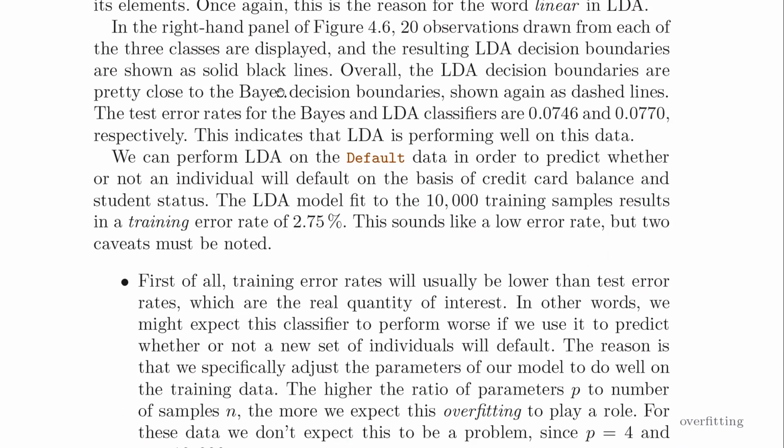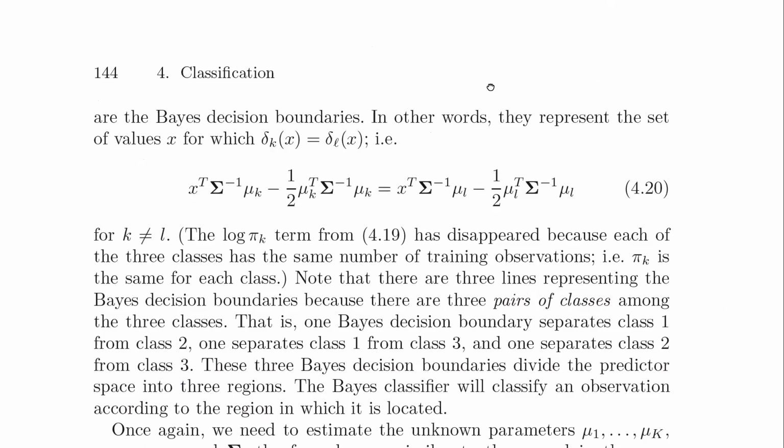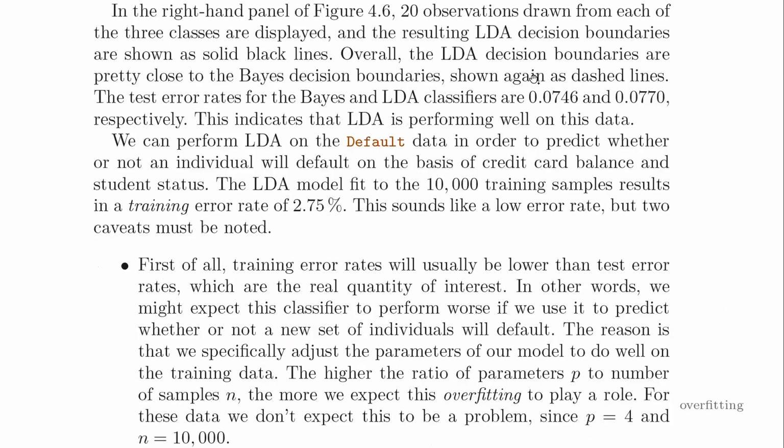In the right-hand panel of figure 4.6, we're now looking at, think of it as raw data. 20 observations drawn from each of the 3 classes are displayed, and the resulting LDA decision boundaries are shown as solid black lines. Overall, the LDA decision boundaries are pretty close to the Bayes decision boundaries, shown again as dashed lines. The test error rates for the Bayes and LDA classifiers are 0.07 and 0.07.